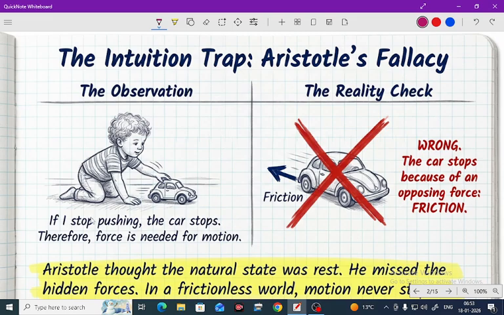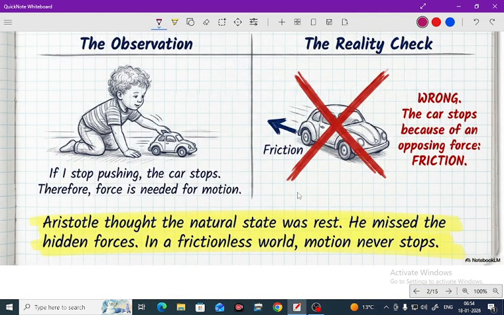The observation: if I stop pushing, the car stops, therefore force is needed for motion. Wrong. The car stops because of an opposing force, friction. Aristotle thought the natural state is rest. He missed the hidden forces. In a frictionless world, motion never stops.